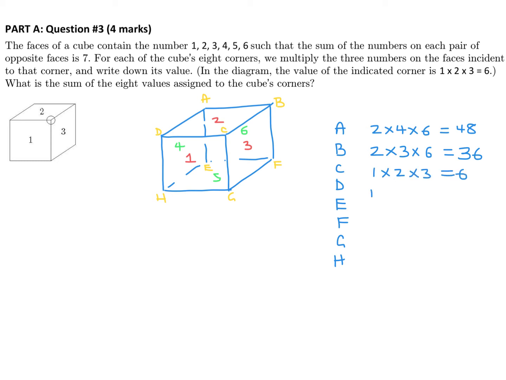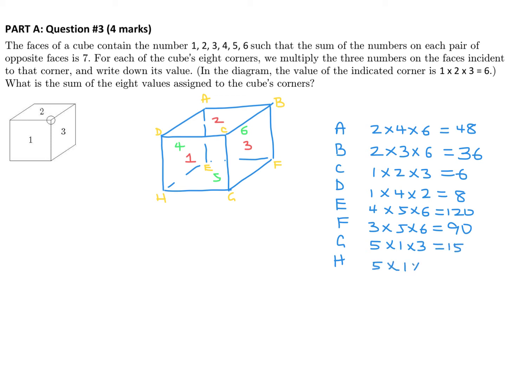D is 1 times 4 times 2, which is 8. E is 4 times 5 times 6, which is 120. F is 3 times 5 times 6, which is 90. G is 5 times 1 times 3, which is 15. And finally, H is 5 times 1 times 4, which is 20.